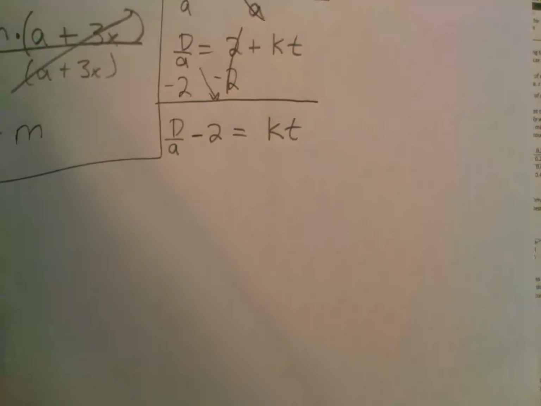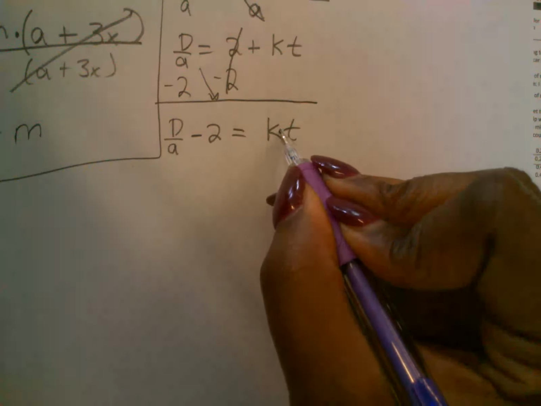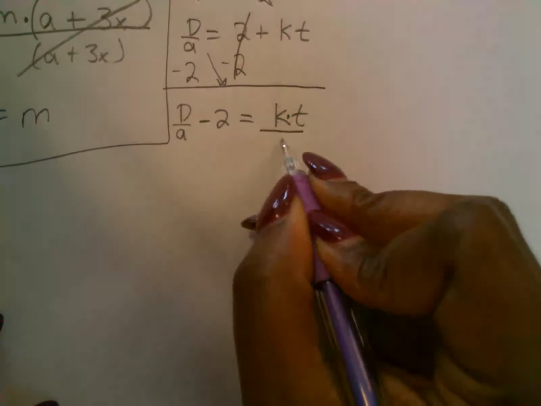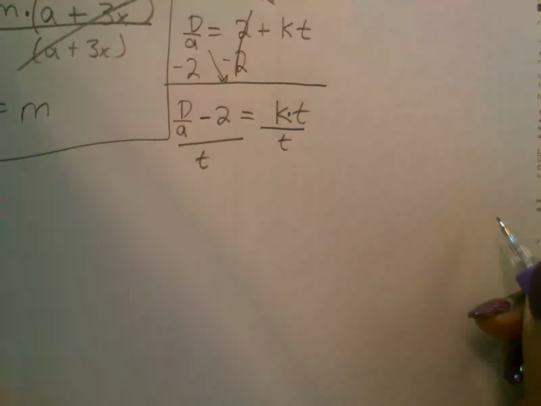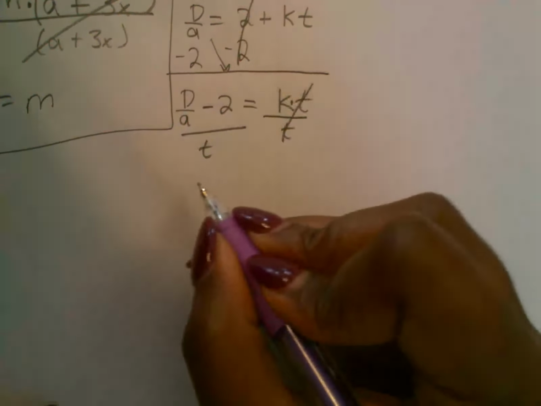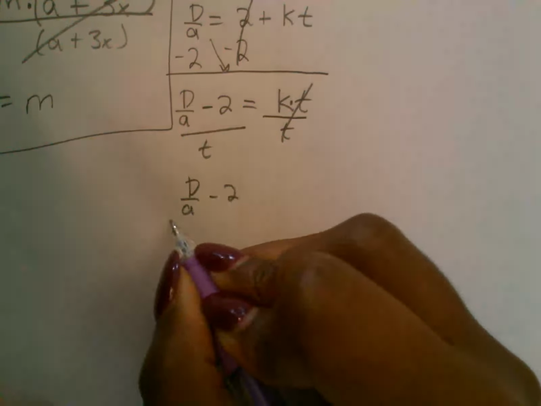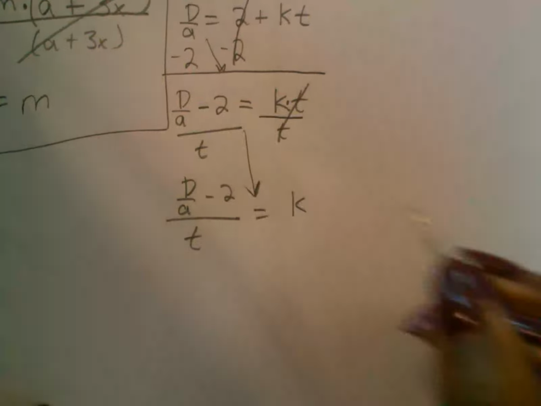So now I've got to get rid of the T. The only way to get rid of the T, this is multiplication. Oh, I'm sorry, yeah, T, is to divide by T. So I'm going to divide both sides by T. Okay? So now the T is gone, and I'm left with D divided by A minus 2 over T. Okay? And now this should be your answer there.